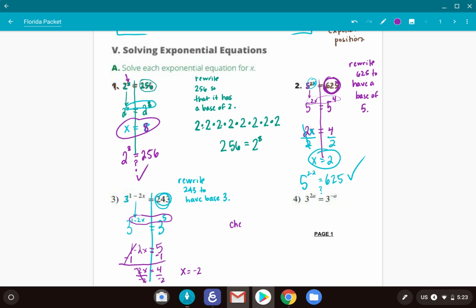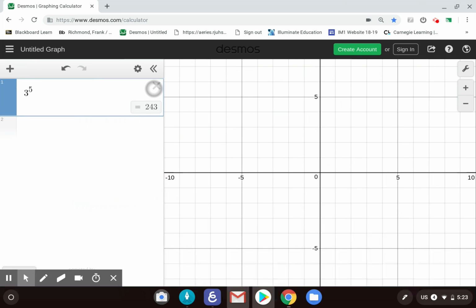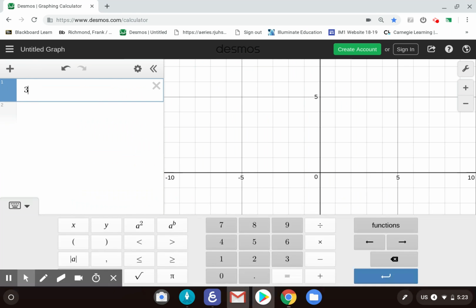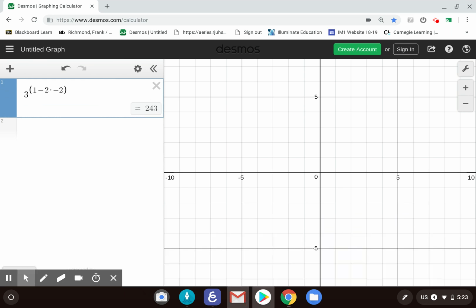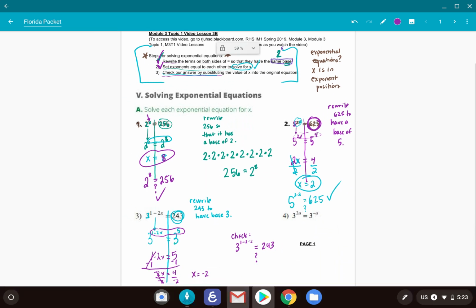All right, so we need to check, is 3 to the 1 minus 2 times -2 power, is that equal to 243? We don't know. We're going to check. So I'm going to plug in 3, and then my exponent is 1 minus 2 times -2. And I can see that that really is equal to 243. So I got the right amount for x. That's true.